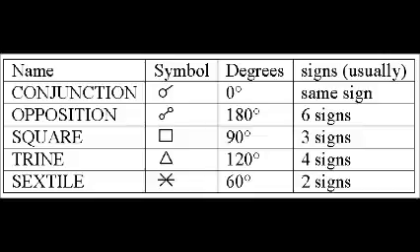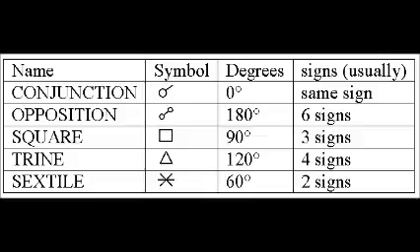Then we have a square. Its symbol is the square. Degrees is 90 degrees apart. So when two planets are 90 degrees apart, which is usually 3 signs apart from each other, that is a square. Then we have a trine, whose symbol is a triangle, which is when two planets are 120 degrees and usually 4 signs apart from each other.